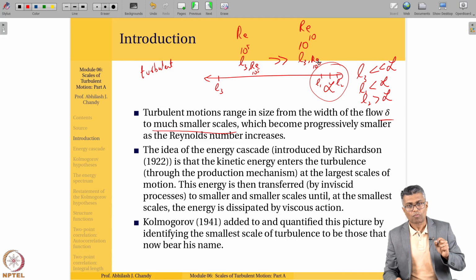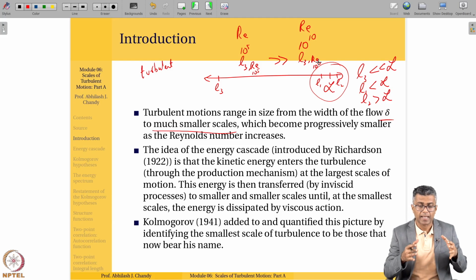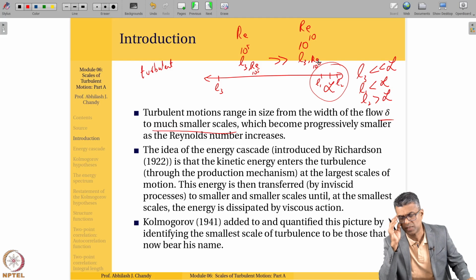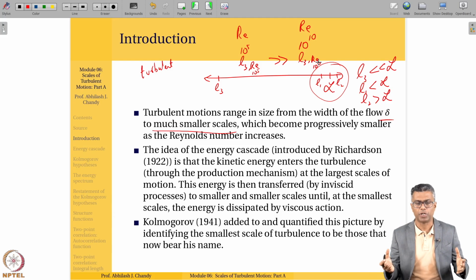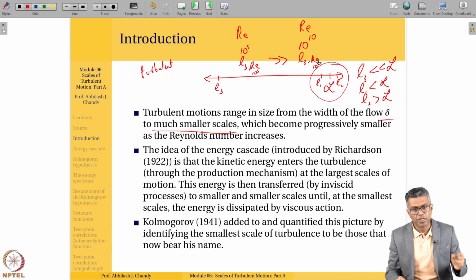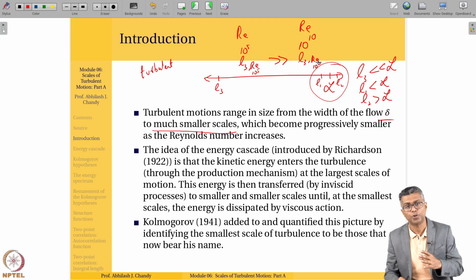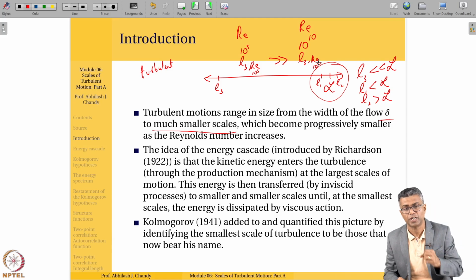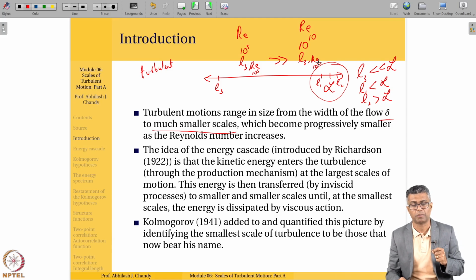So now, the idea of the energy cascade. The idea of the energy cascade, which was introduced by Richardson in 1922, was that the kinetic energy enters the turbulence through some kind of a production mechanism. So what does that mean? Production mechanism. If you take a turbulent jet, the production mechanism is the inflow of the jet. The way the flow comes in through the nozzle and into the domain. You have turbulence entering the domain like that. You have kinetic energy entering the domain like that. That is your production mechanism.